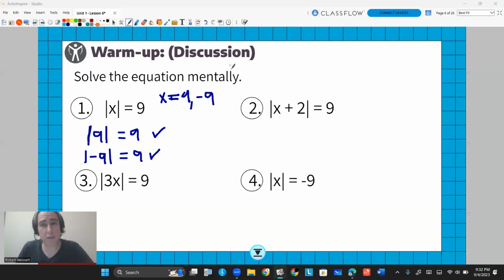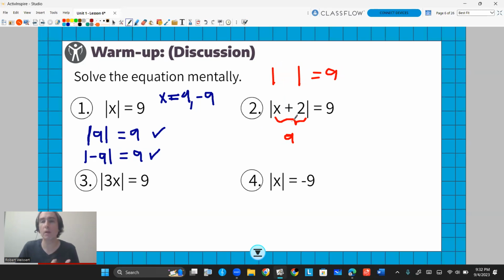Number 2 has a plus 2 added inside the absolute value bars, but that doesn't change the thinking that goes along here. What ends up happening is you want to come up with something that makes all of that equal to negative 9 or positive 9. So let's just start with positive, right? We know that we want the absolute value of something to be equal to 9. So what makes x plus 2 a number that when I take the absolute value, I get 9?